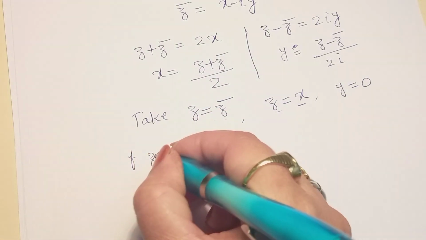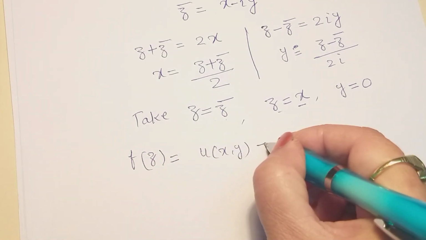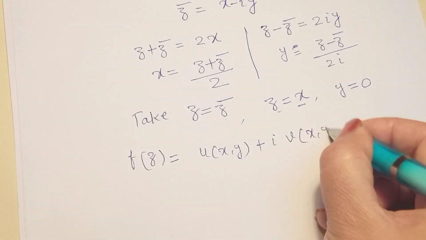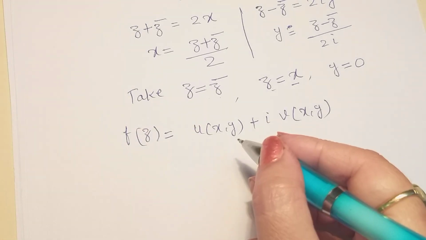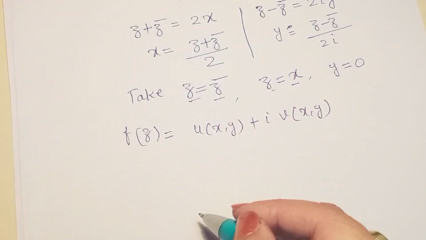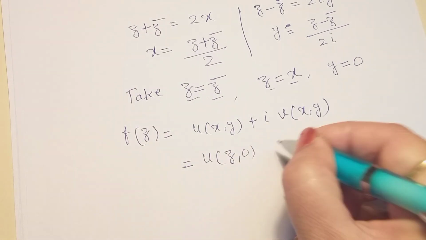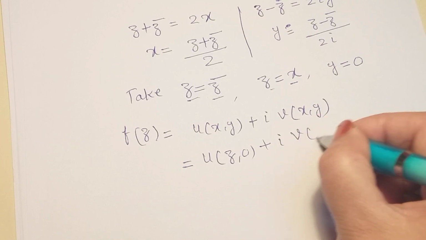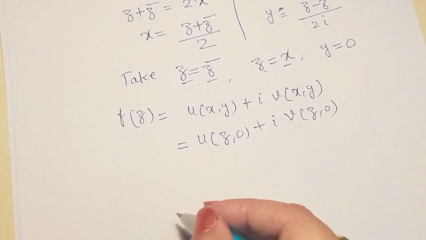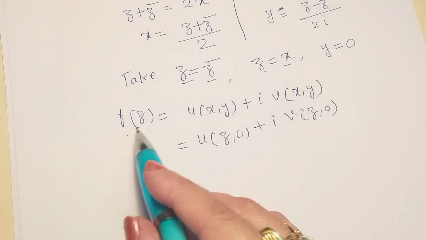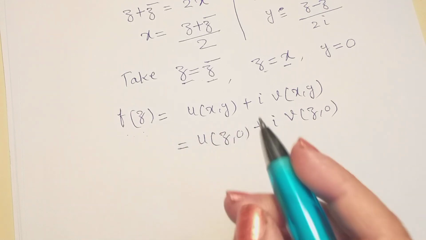Now we know that our function f(z) is equal to u(x, y) plus iota v(x, y), means u and v, they both are functions of x and y. At this point z is equal to z bar. This becomes u(z, 0) plus iota v(z, 0). Okay. Now we construct this function f(z) in two ways. First when u is given and second when v is given. Okay.